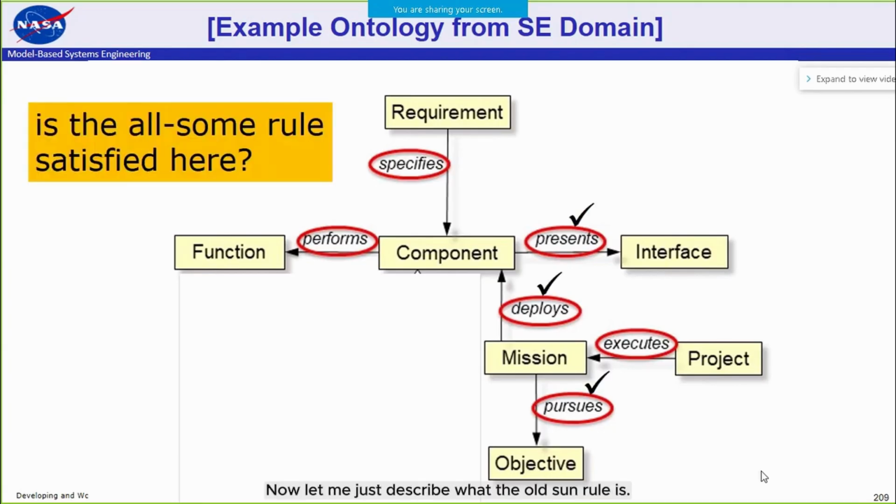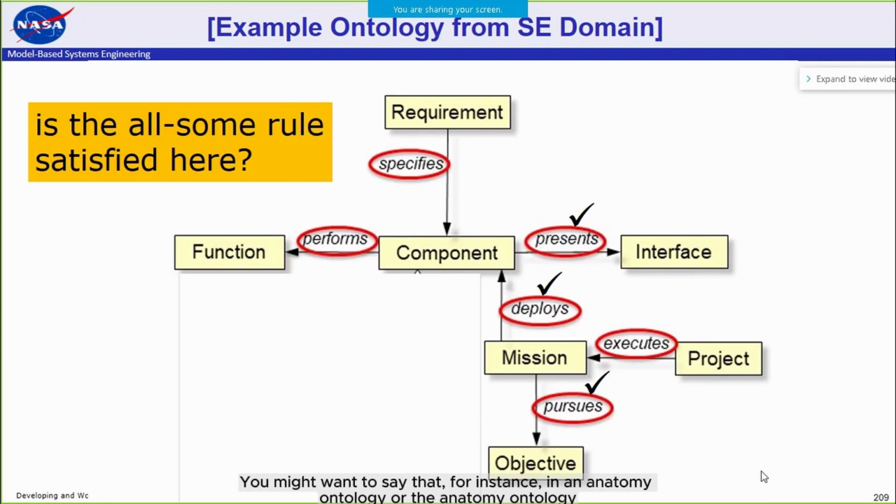Now, let me just describe what the all-some rule is. Let's suppose that you want to say that brain part of head. Well, you might want to say that, for instance, in an anatomy ontology.